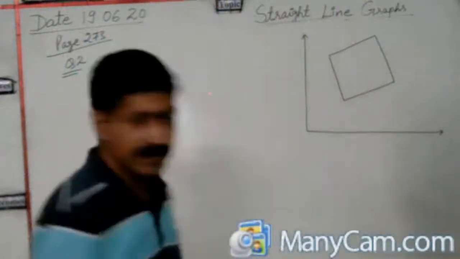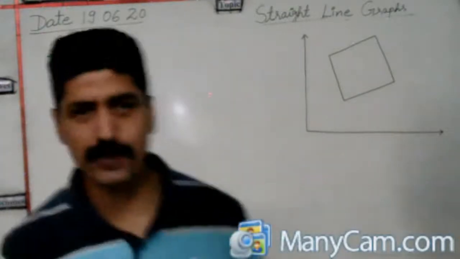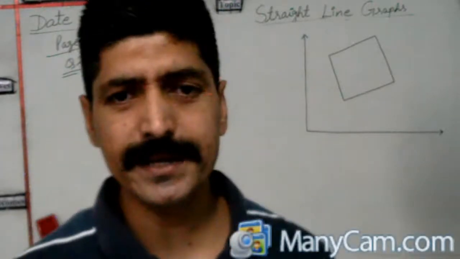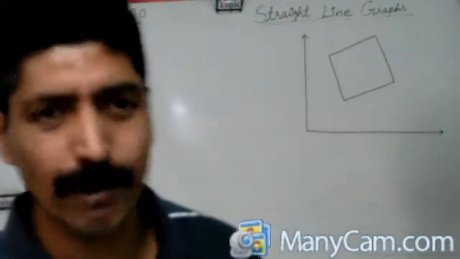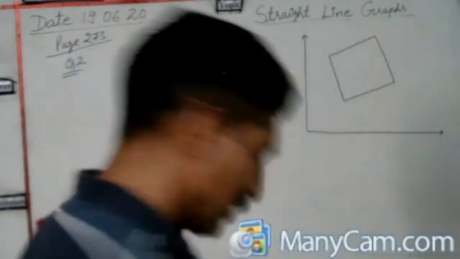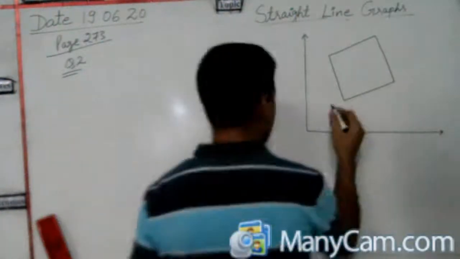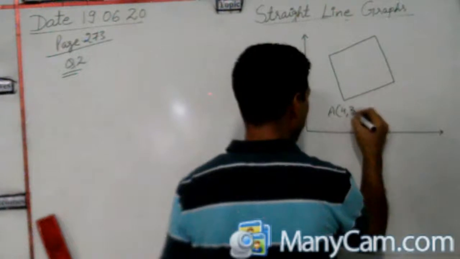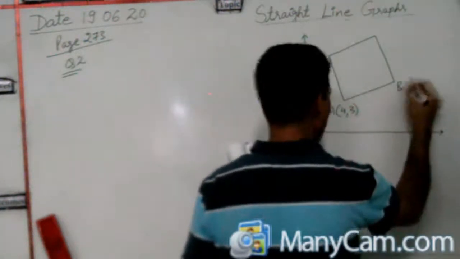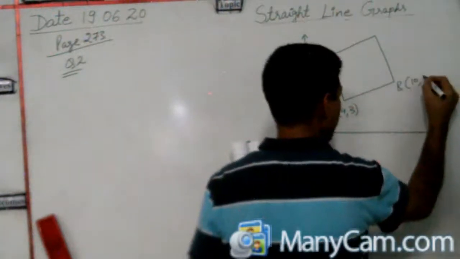And the points, we know the properties of the square. All sides are equal, and all the four angles are 90 degrees. So here A is the point, A is having coordinates (4, 3), and B is the point (10, 5).